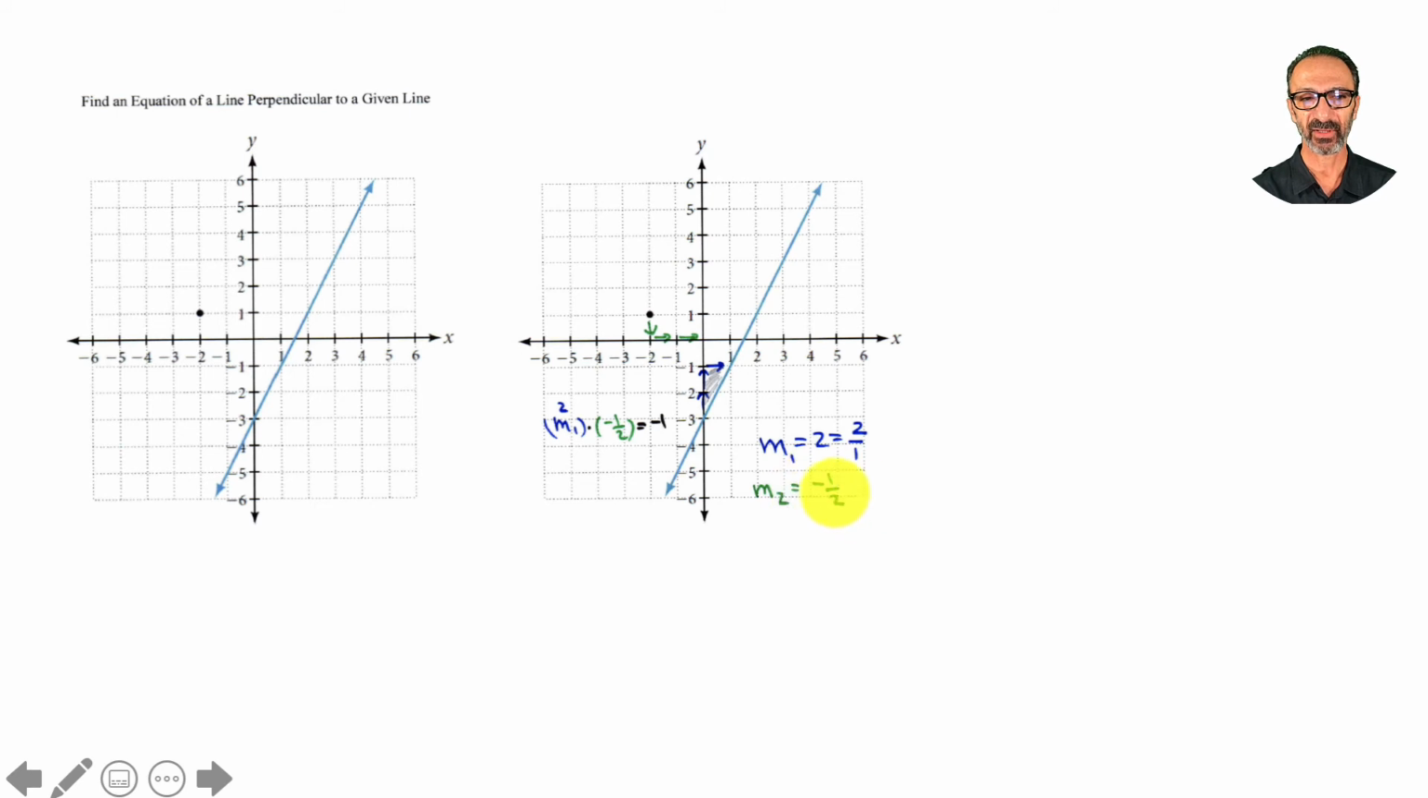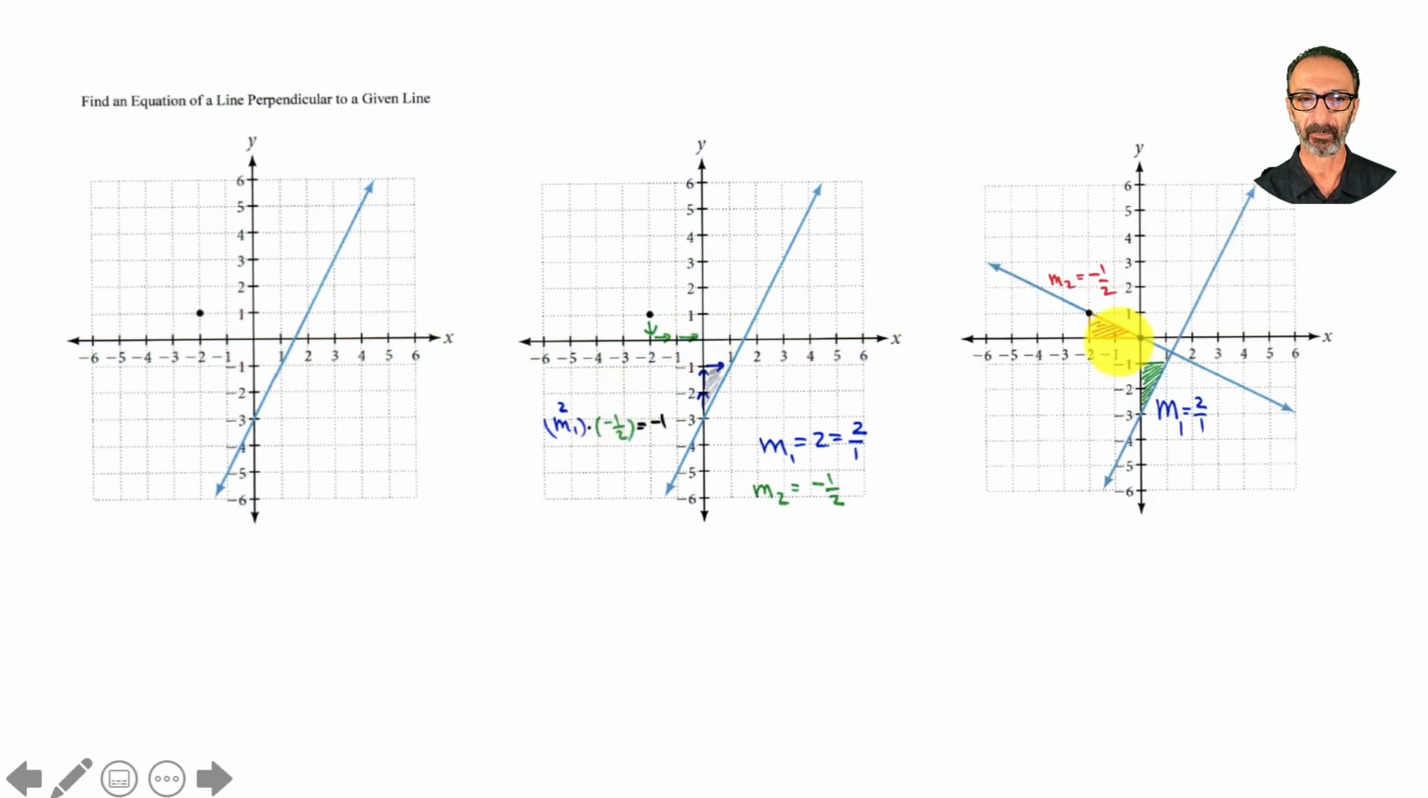So let's apply the negative 1/2 as a slope given a point, starting from this point. We're going to go down 1, that's my rise, negative 1, over 2. And it looks like it's going to go through the origin. We're going to connect them. Notice the way the triangles look like. So this is something to know.